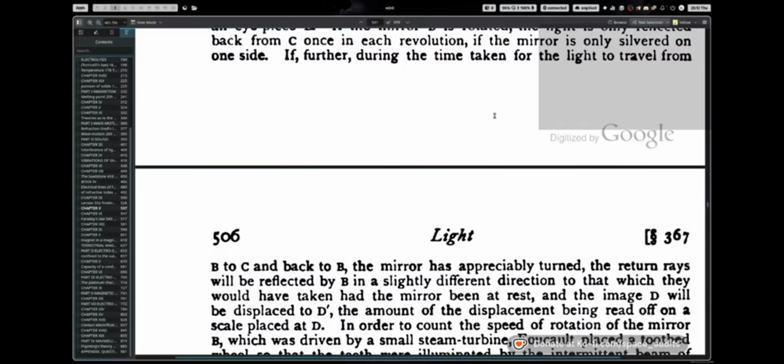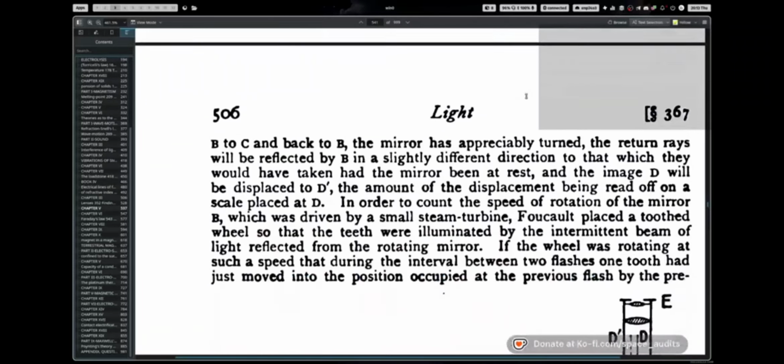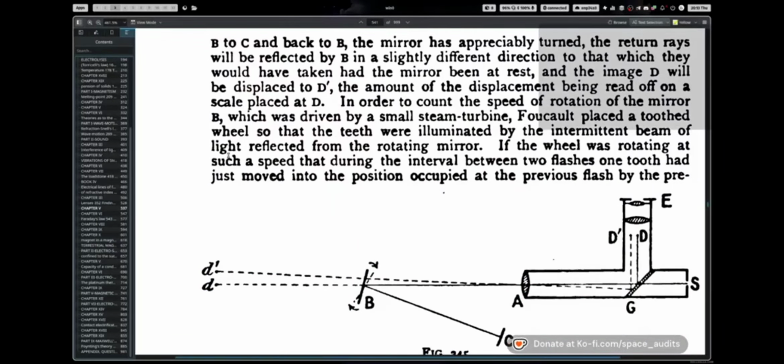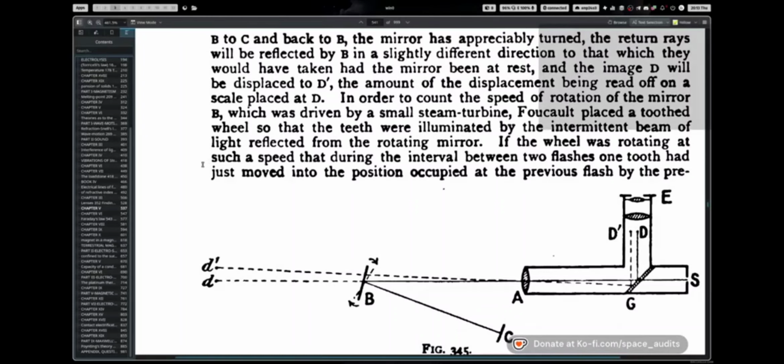If further, during the time taken for the light to travel from B to C and back to B, the mirror has appreciably turned, the return rays will be reflected by B in a slightly different direction to that which they would have taken had the mirror been at rest, and the image D will be displaced to D prime. The amount of the displacement is read off on a scale placed at D.